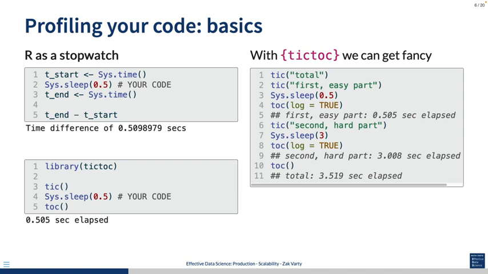If you want to add in some more fancy features, for example timing different sections of your code all in the same run, then you can do that using the tictoc library. Here we do exactly the same thing in the left-hand side example, where we start our timer using tic, stop the timer using toc, and we get some nice printed output telling us how long our code is run for. By nesting these tic and toc function calls, we can get more complex breakdowns of how our code is performing. So here we have an initial easy part of the code that we're timing, a second harder part of the code that takes a full 3 seconds to run, and then we're also evaluating the overall time it takes to run our code.